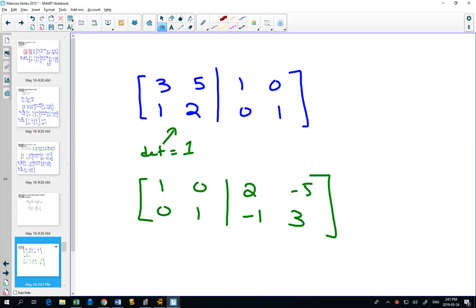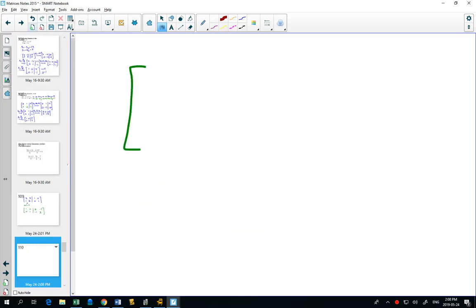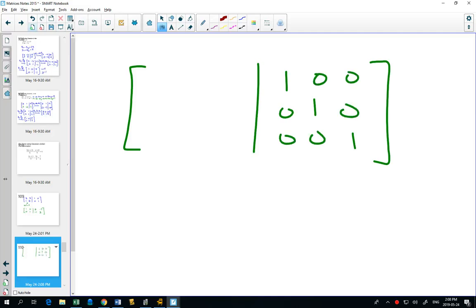And so although we don't have a technique from before for a 3 by 3, we could now put something out in front.